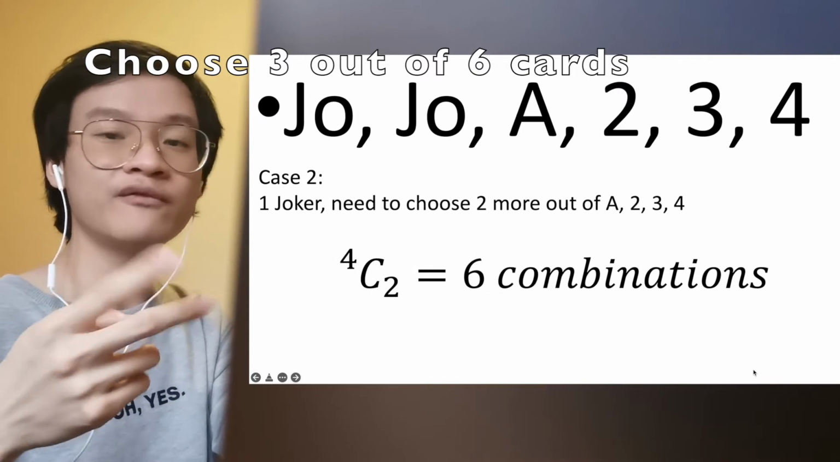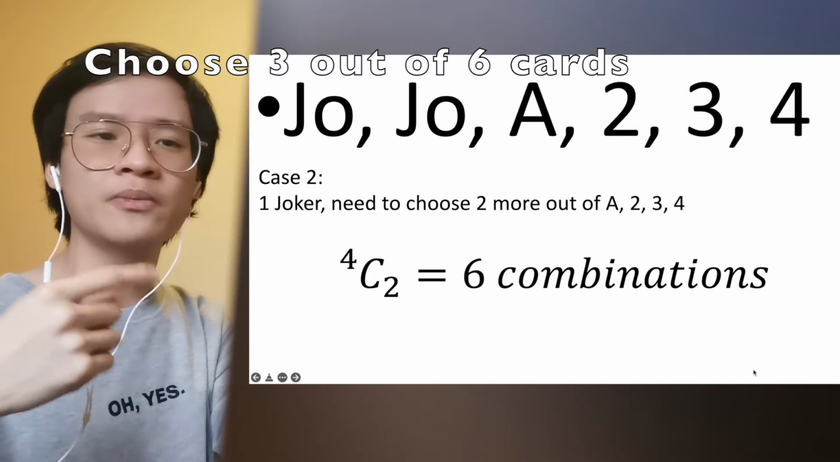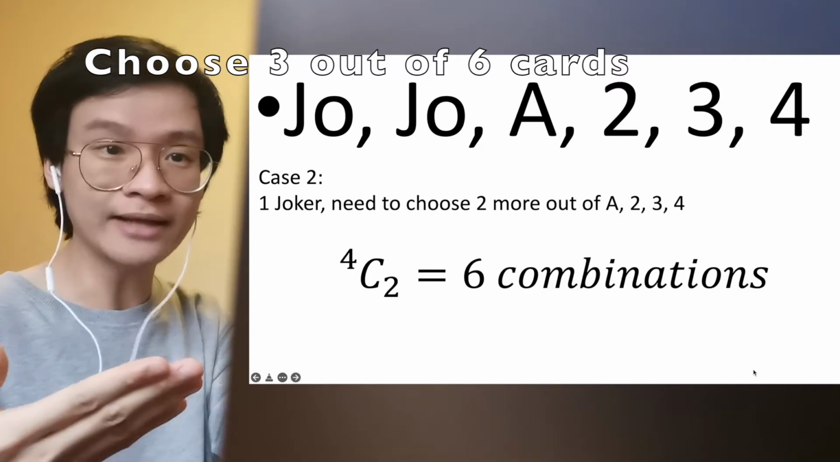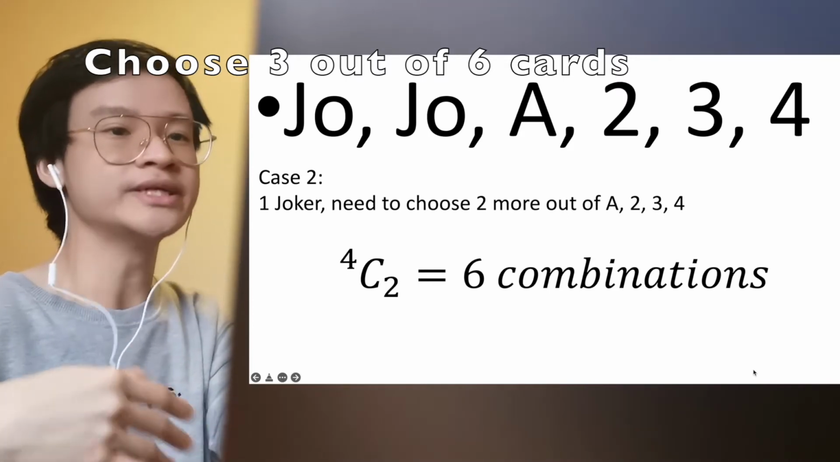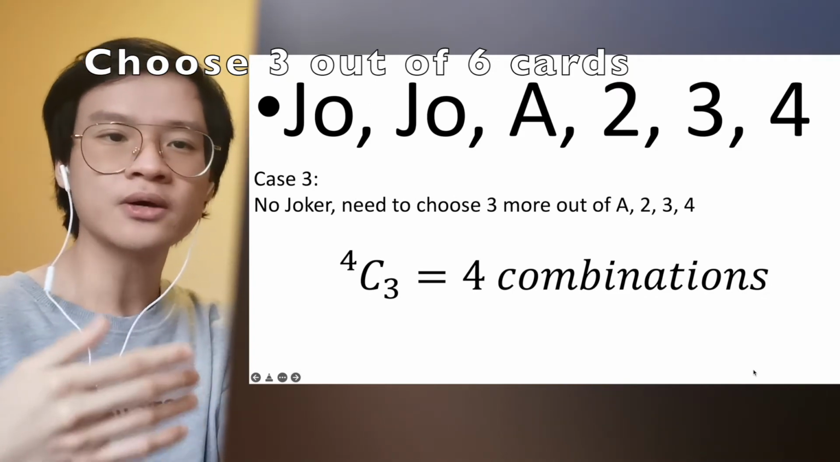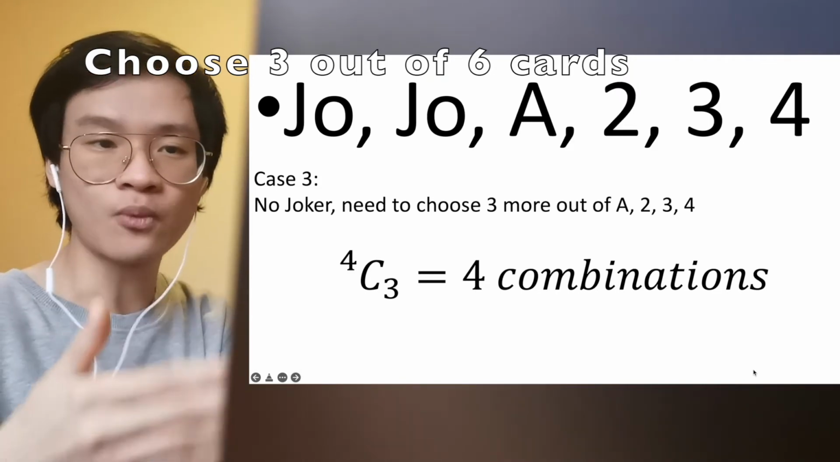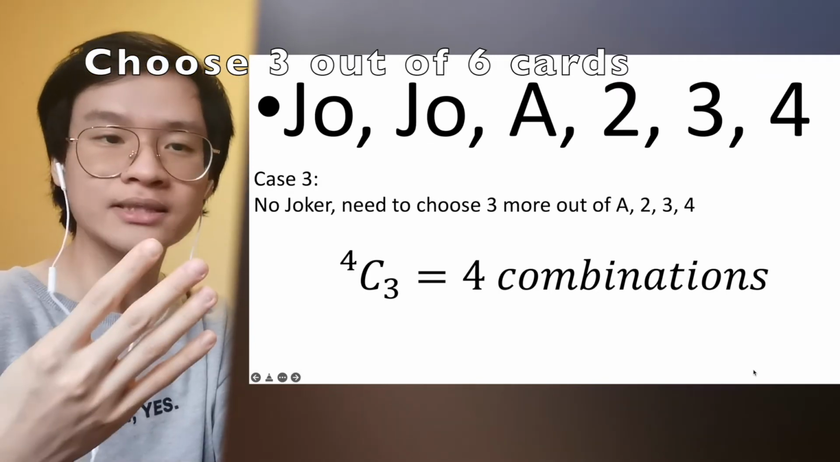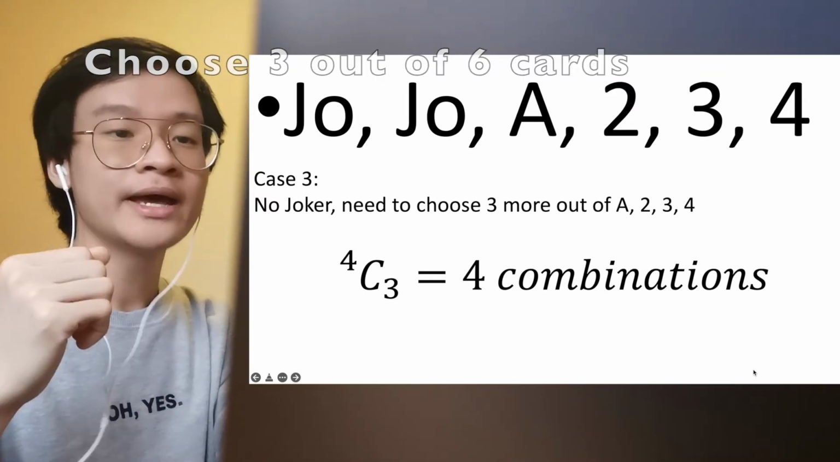The second case, what if one of the jokers is chosen? Well, we can't choose another joker here because this will bring us back to case 1, which we have already done. Hence we have only 4 cards to choose from. This gives us 4C2, which is 6. The third case, what if none of the jokers is chosen? So we can't choose any of the jokers again because this will bring us back to case 1 and case 2, leaving us with 4 cards to choose from. That will be 4C3 and this gives us 4. Hence there will be a total of 4 plus 6 plus 4 different ways to choose from this pile.